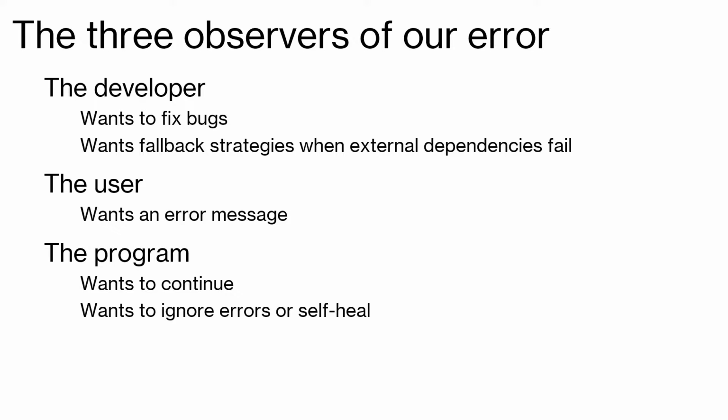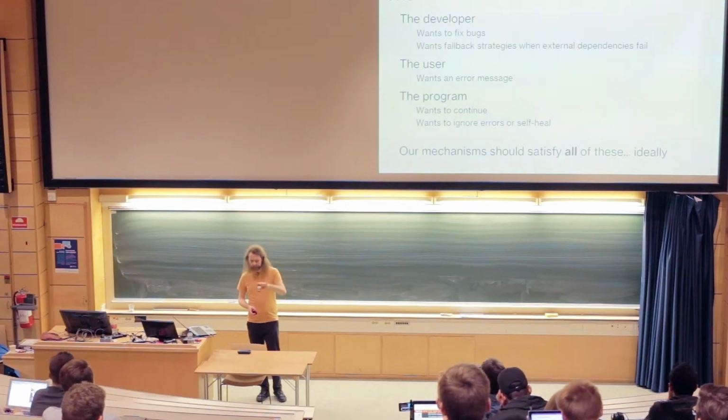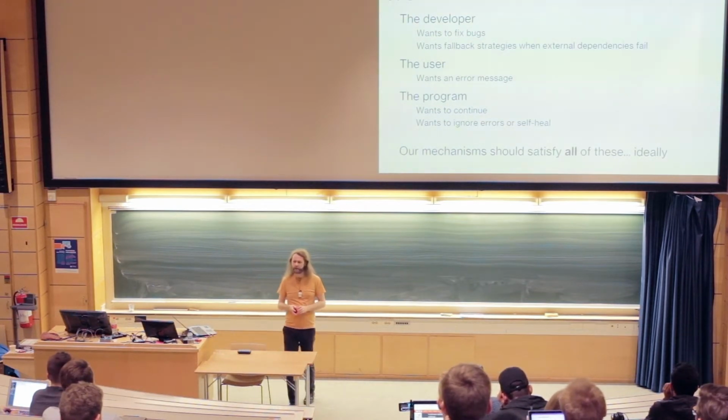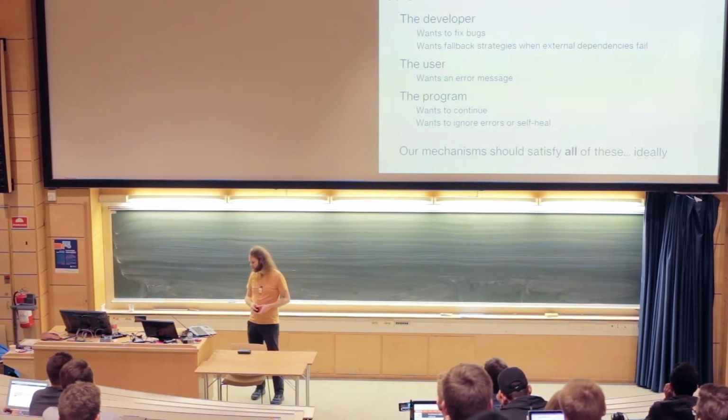And if we're implementing some new way of thinking about error handling, then ideally, we want all of these things. So that's the high level. These are the things we want. This is the specification for our new way of thinking about error handling. So let's look a bit more closely.